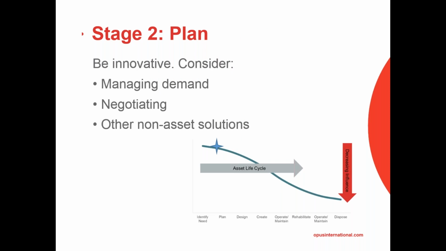In the planning stage in particular, consider a lot more about managing demand, negotiating, and when I say negotiating, it's negotiating who might pay for this solution. It could be your road users, it could be other agencies that also benefit from what you're doing, or agencies that are putting costs onto you. Maybe even just other departments that you're not connected all that well to. And then there's other non-asset solutions too, thinking even more creatively.